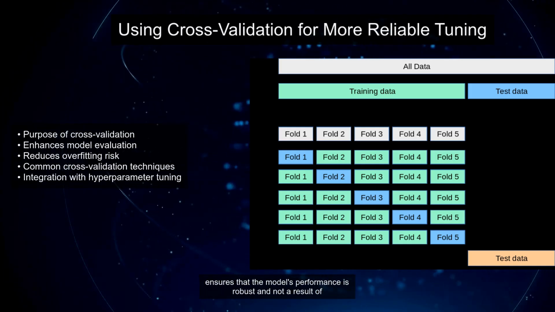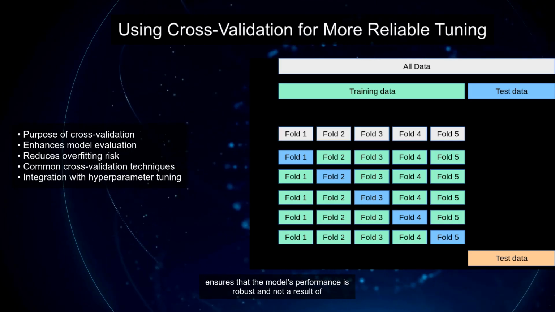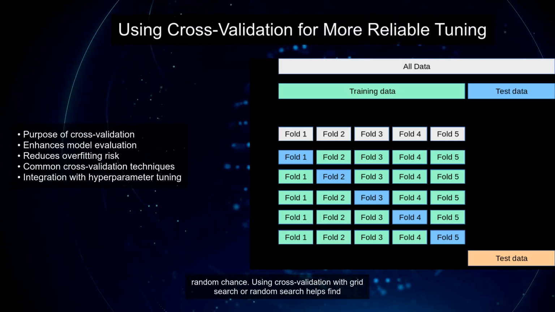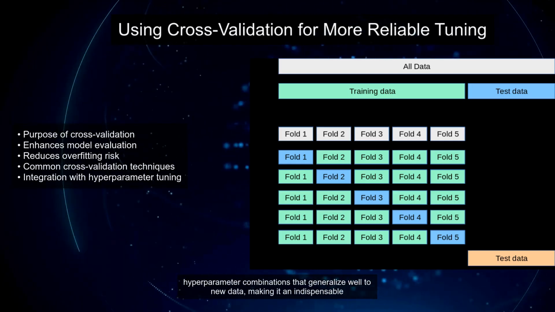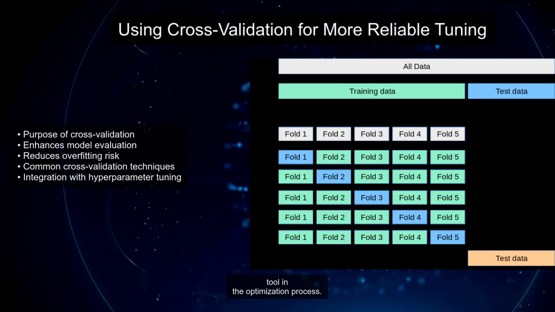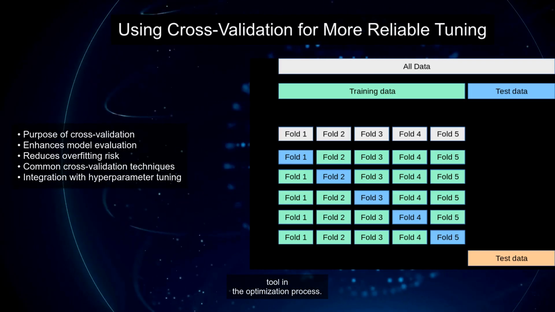When integrated with hyperparameter tuning, cross-validation ensures that the model's performance is robust and not a result of random chance. Using cross-validation with grid search or random search helps find hyperparameter combinations that generalize well to new data, making it an indispensable tool in the optimization process.